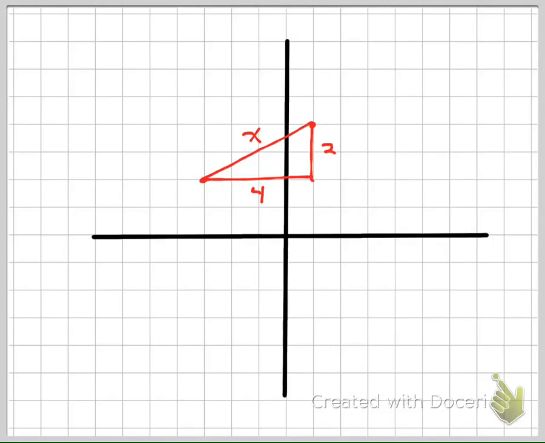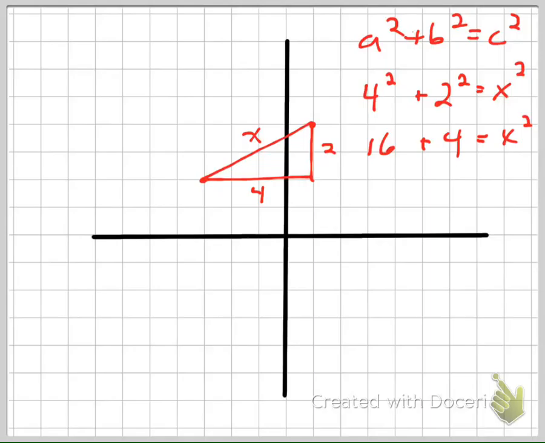Now, let's do it. Let's find the distance between these two. What's the Pythagorean theorem? A squared plus B squared. What's A? 4. 4 squared, it could have been 2, right? Plus 2 squared equals x squared. 4 squared is 16 plus 4 equals x squared. 20 equals x squared. What do I do to get x by himself? Square root. X equals the square root of 20.